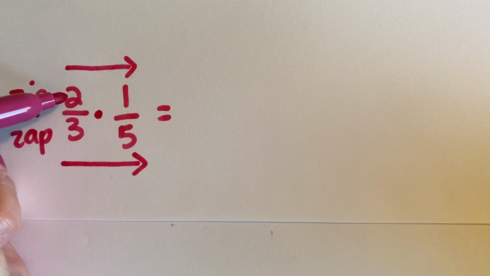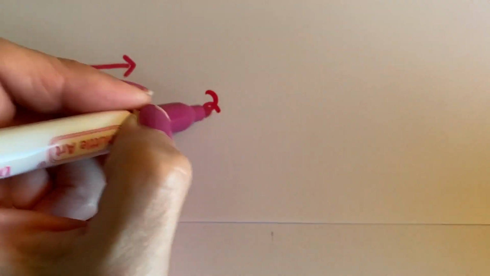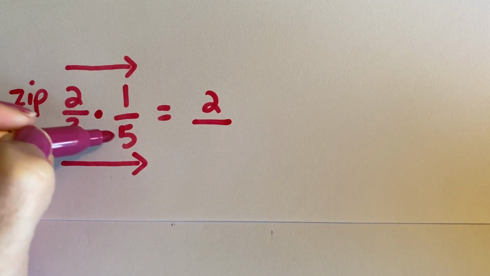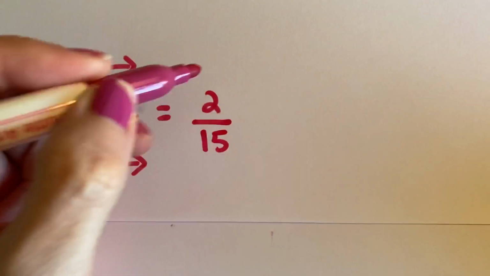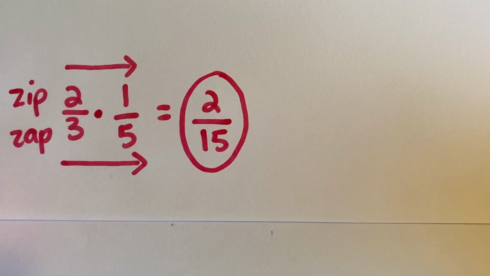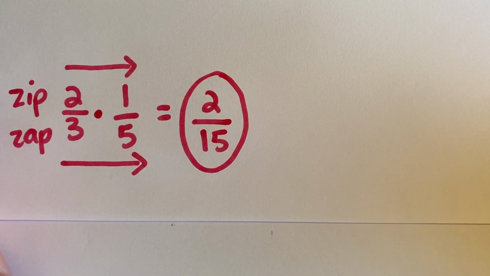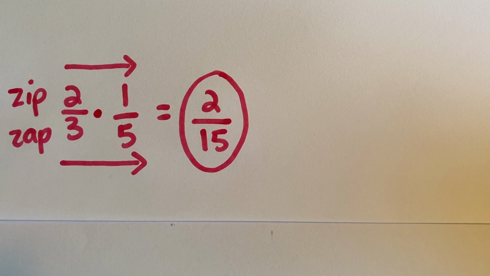So watch how easy this is. 2 times 1 is 2. 3 times 5 is 15, and you are done. 2/15, we're good to go. It's proper, and it's non-reducible. That's how easy multiplying fractions is. Let's try a few more.